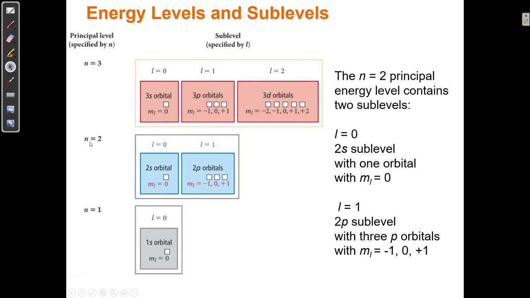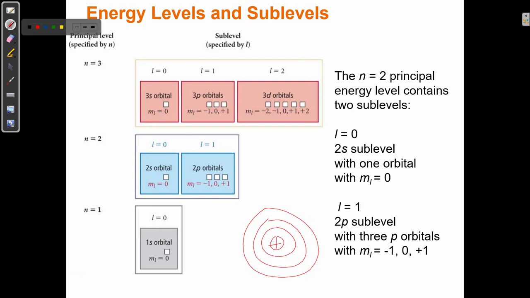When N equals 2, this is the next rung up. So if I'm drawing an atom here, here's my nucleus. I have 1, 2, 3, right? So we're talking about the electrons that are around the nucleus. So N equals 2, now we're in this principal energy level. When L equals 0, that is a shape that's called an S orbital. When L equals 1, that's a shape that's called a P orbital.